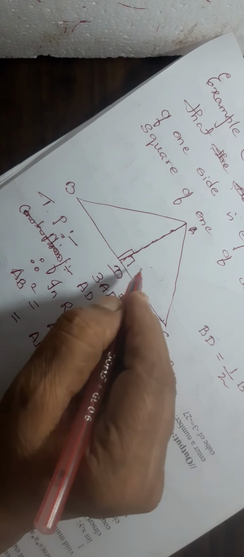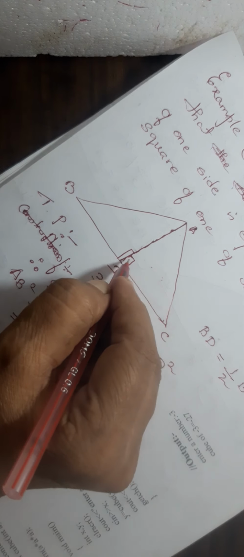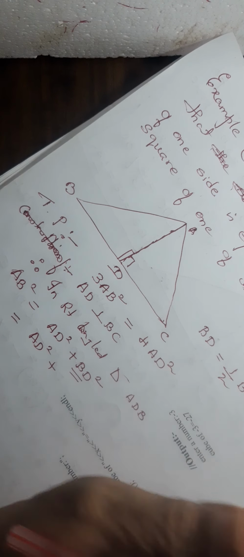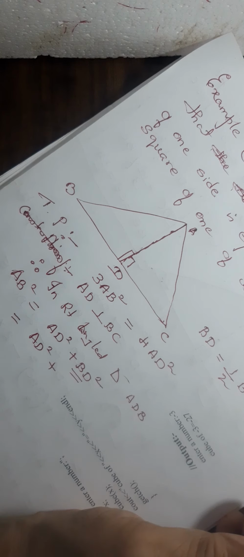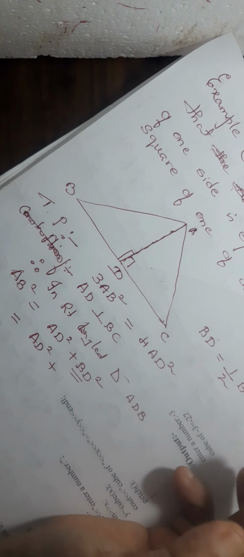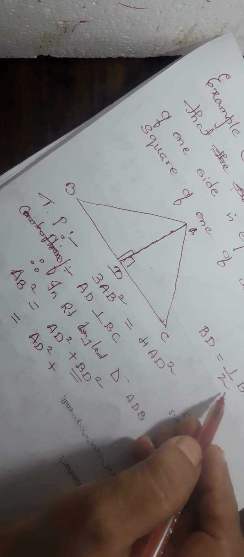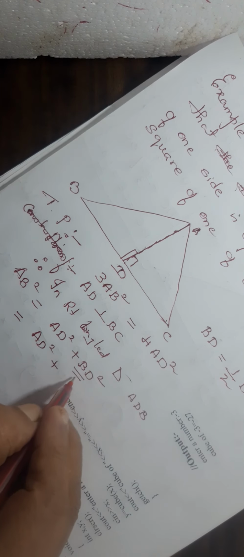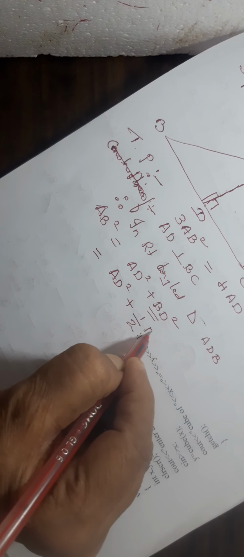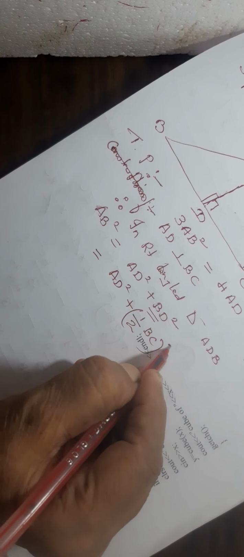Why? Because in one problem I had told you the perpendicular drawn from A, in an equilateral triangle and an isosceles triangle, will bisect BC. I had told you this already just in the last two sums. So BD is equal to half BC. BD squared I have written here. So half BC the whole squared.